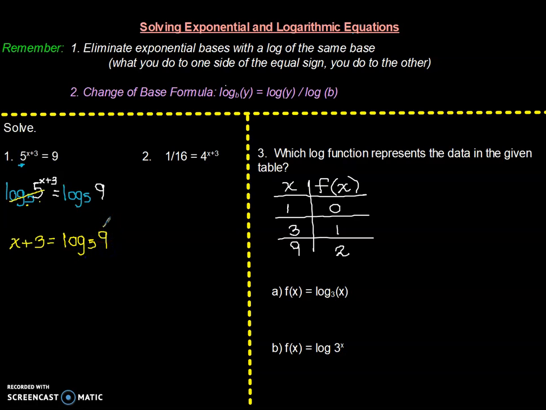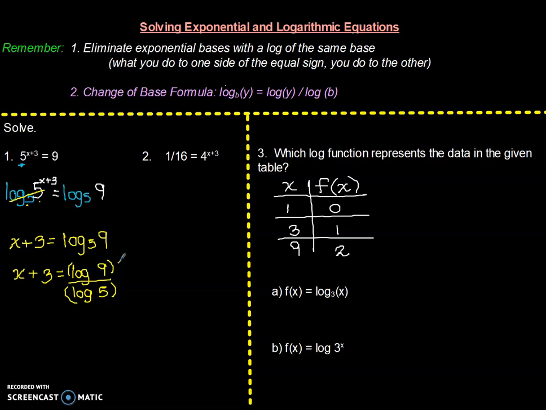So all I need to do to get x by itself is subtract 3. However, on the right side, I do want to know what the log base 5 of 9 is first. What am I subtracting 3 from? In your calculator, most scientific calculators don't calculate a log base other than 10. That's why we use the change of base formula. So in the calculator, you'll just put log 9 over log 5. Make sure each one is in its own parentheses.